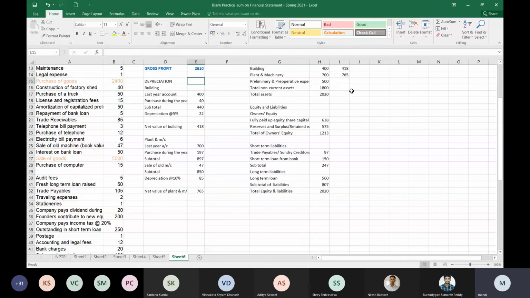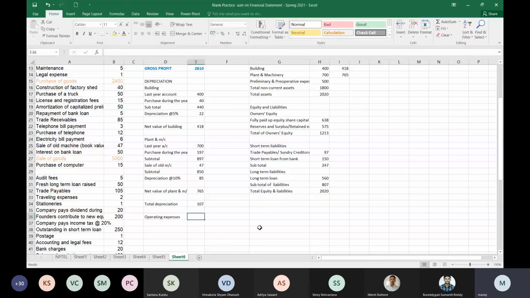Okay, so net value goes to the balance sheet. We want to estimate the total depreciation, and that should be, very simple, this one plus this one. So we have 107 as the total depreciation. So now that we have the depreciation estimated, let us estimate operating expenses.